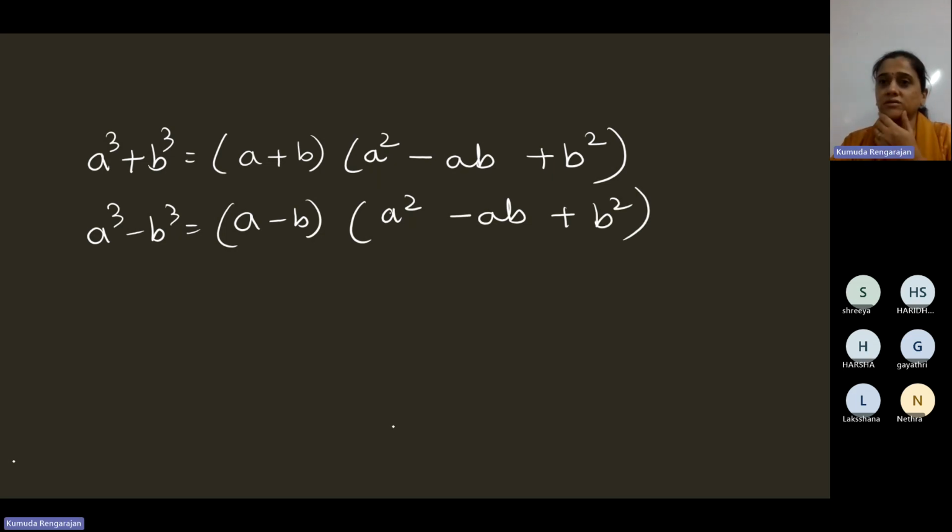Anybody wants to correct this? Plus ab. If with a minus here, it will be a plus here. With a plus here, it will be a minus here, the middle term.